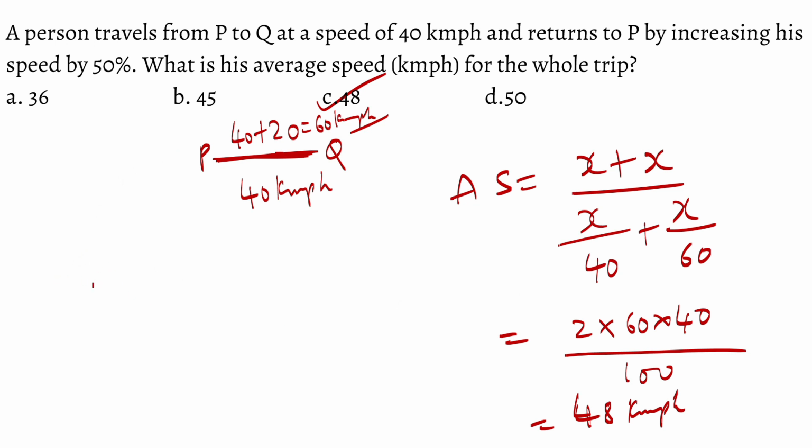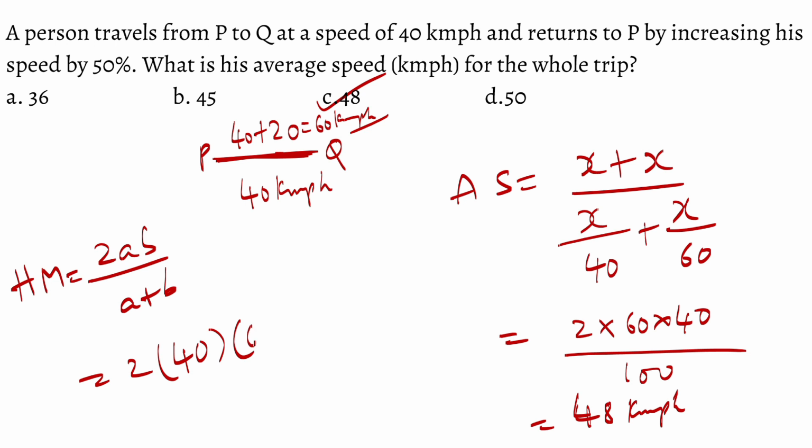As we observe, we can also solve this by using one more method, which is 2ab by a plus b, where a and b are the speeds of the person. This is a harmonic progression, harmonic mean. So here, 2 into the speed of the first one, in the first case it's 40 and the speed in the second case is 60, by 40 plus 60, that is 100. So cancel it and you'll get 48 kmph.